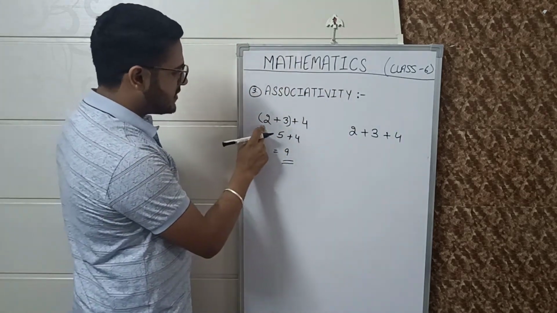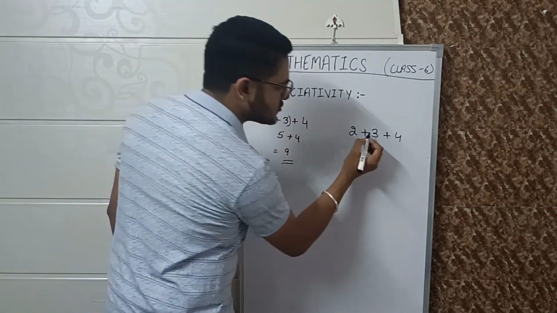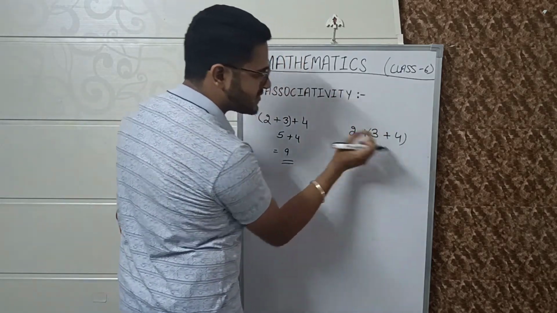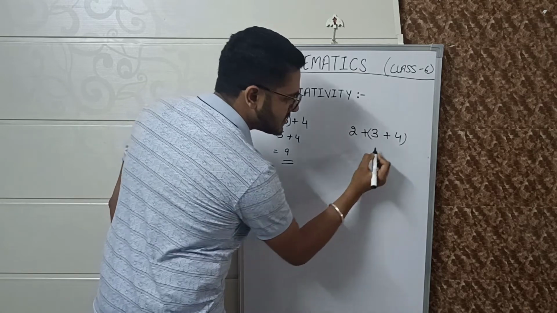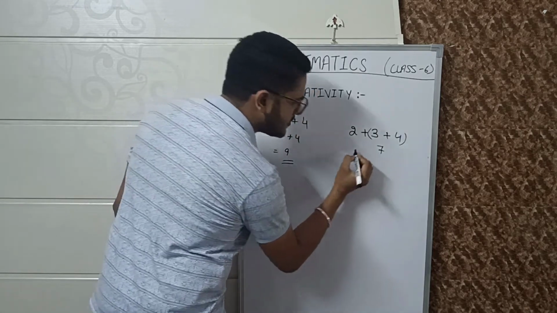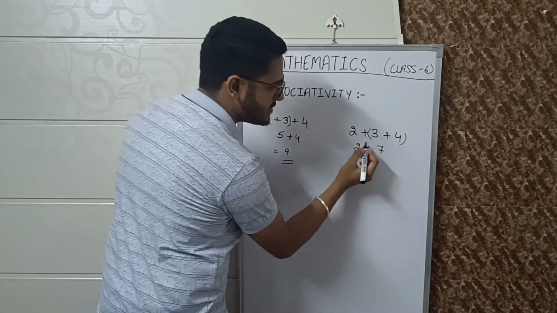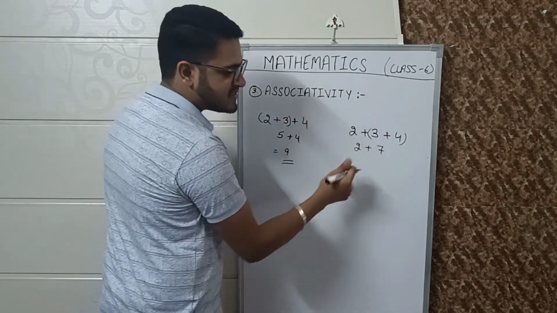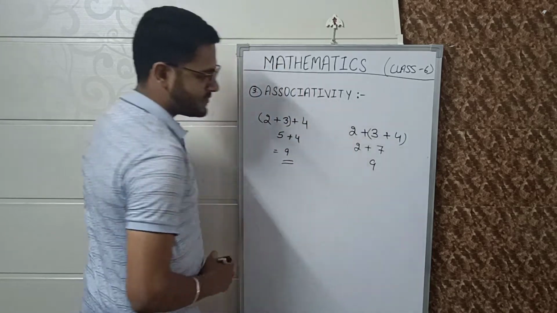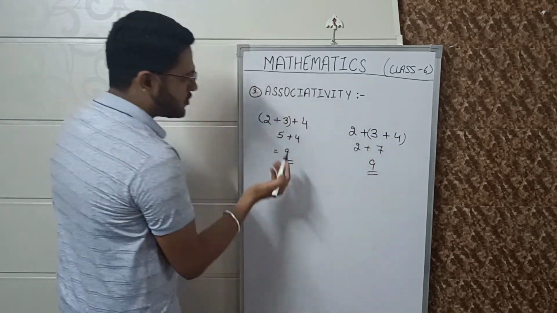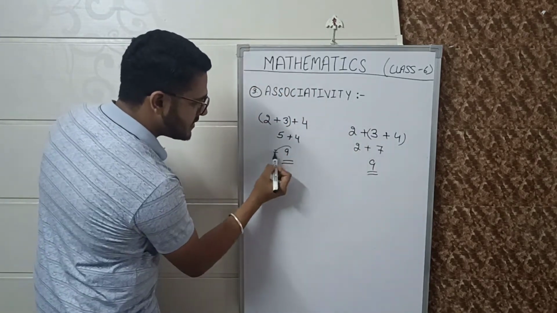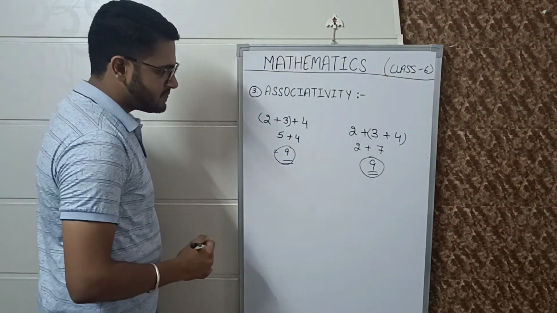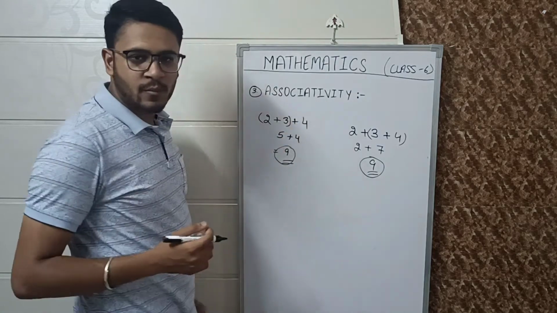Now instead of associating 2 and 3, let's associate 3 and 4 this time. And add these first. 3 plus 4 is 7, right? What are we left with? 2 plus 7, right? And now 2 plus 7 is 9, right? So in both the cases, our answer is the same, right? So this is called the associative property.